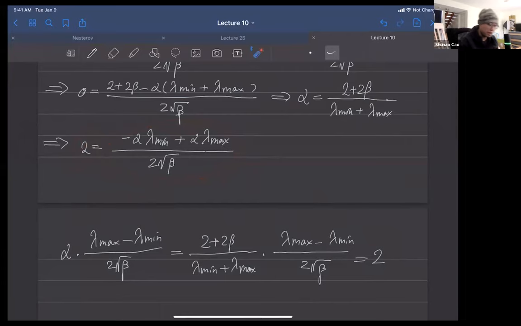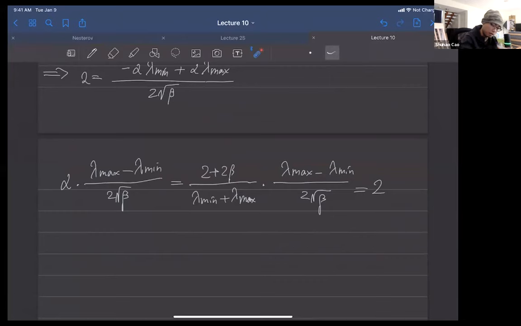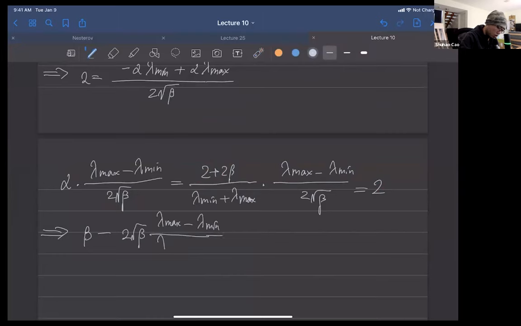And now this is a quadratic equation about square root of beta, if we think about it. So if we simplify it, we can cancel the 2 right here. Then we'll get a quadratic equation about square root of beta. So we'll have something like this. All right. So now we have solved for beta.